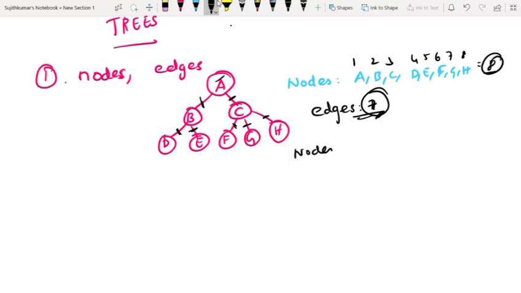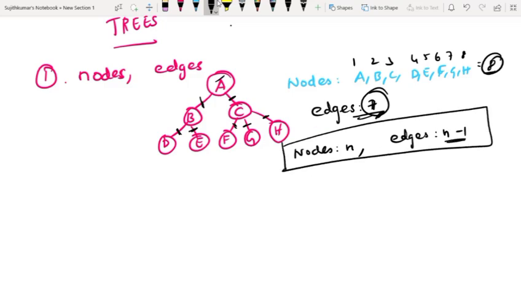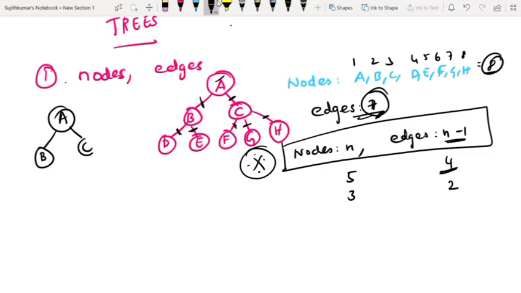So generally, if I have n nodes, I'll be having n minus 1 edges. So this is a very important relation. If you have 5 nodes, you will be having 4 edges. Let's take an example with 3 nodes. If you have 3 nodes, you will definitely have 2 edges. You can see node 1, node 2, node 3, and we got 2 edges here, edge 1 and edge 2. So that's all about nodes and edges.